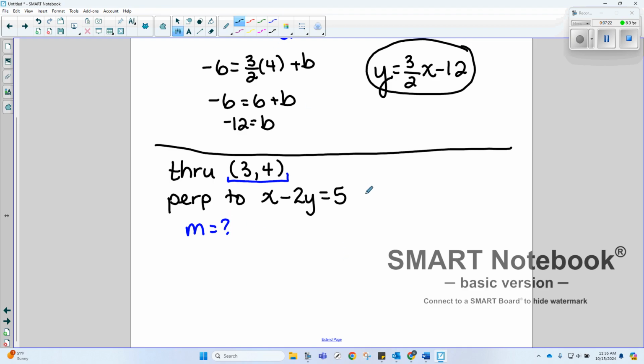Okay. If I need to know what slope I'm supposed to use, I have a relationship to this line, which means I need to find the slope of this line. Okay, to get the equation in slope-intercept form, I'm going to subtract the x from both sides, divide everything by -2, and find out the equation of this line right here is y equals 1/2 x minus 5/2.